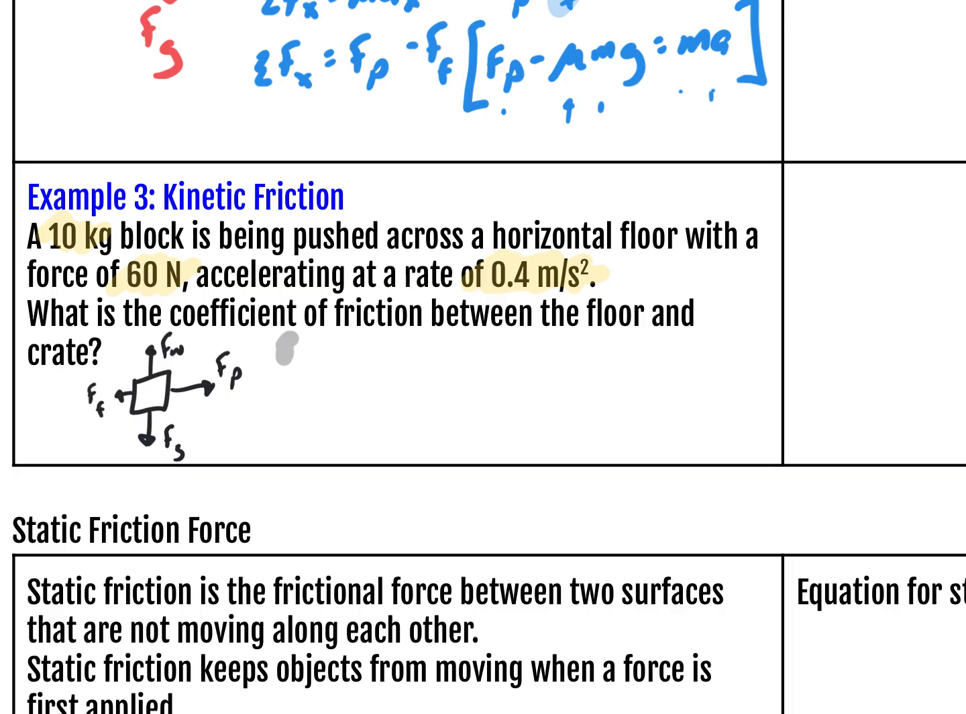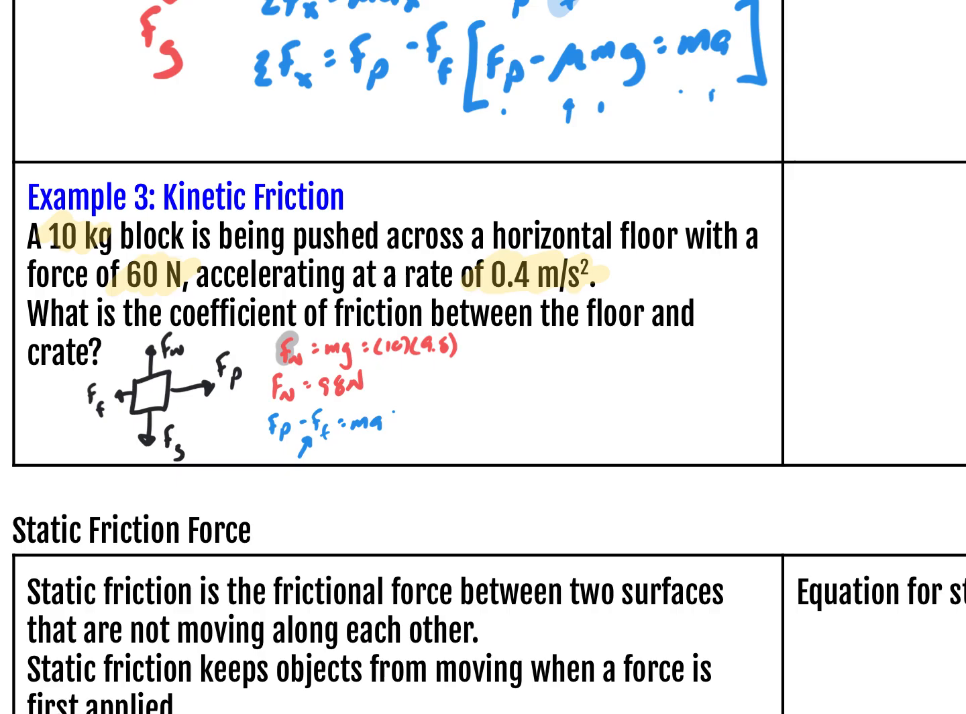I know my normal force is equal to the weight. So I'm going to go ahead and chunk that in there. So let's see, 10 times 9.8. So the normal force for this question is going to be 98 newtons. Okay, cool. It looks like it's accelerating in the x direction. So I'm going to have Fp minus Ff is equal to ma. And so notice that's where my coefficient of friction is going to be hiding in there.